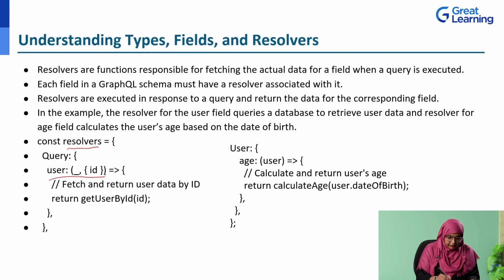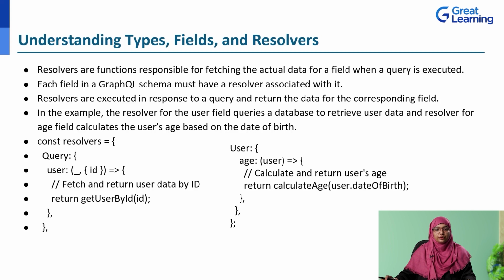Here we are trying to fetch and return the user data which is based on the ID. So it returns the user data by the ID. Now coming to the example, we can see that the resolver of your user field queries a database to retrieve user data, and a resolver for your age field calculates the user's age based on your date of birth.